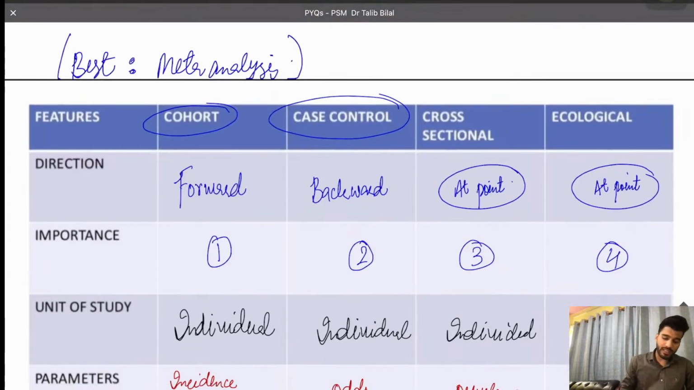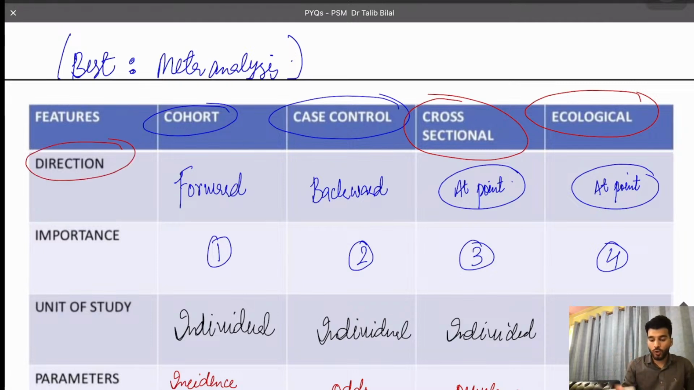So rather than going into detail about these studies, guys, I have discussed epidemiological studies, experimental and observational, in a PSM high discussion. First we form the hypothesis, then we test this hypothesis. In experimental we go for clinical trials, field trials, community trials. So remember, guys, the direction is forward.